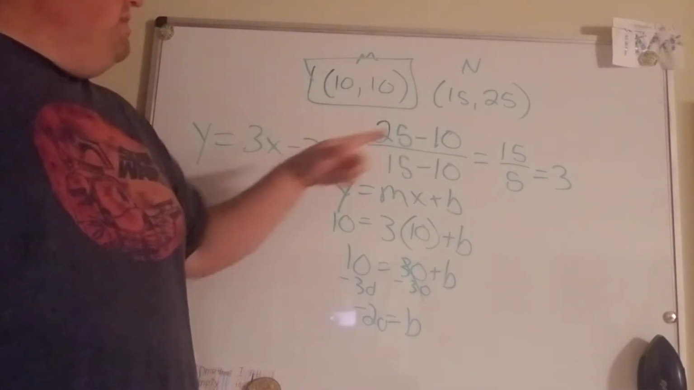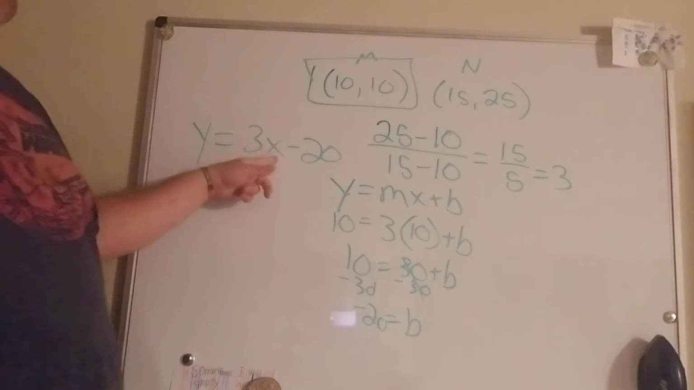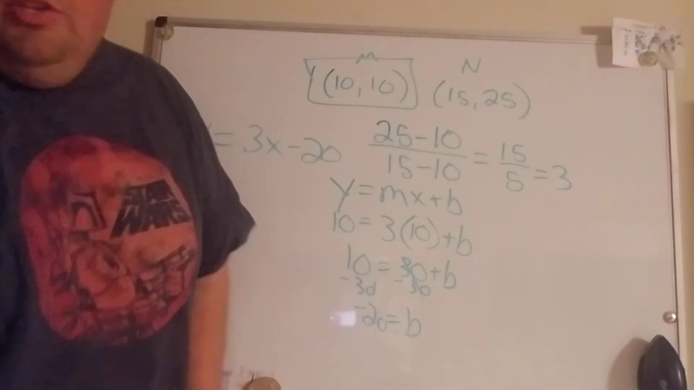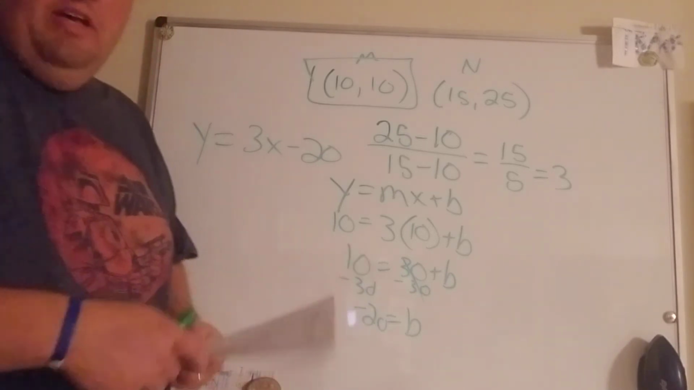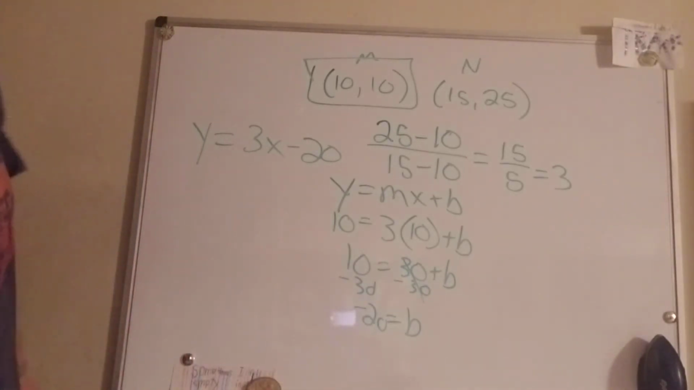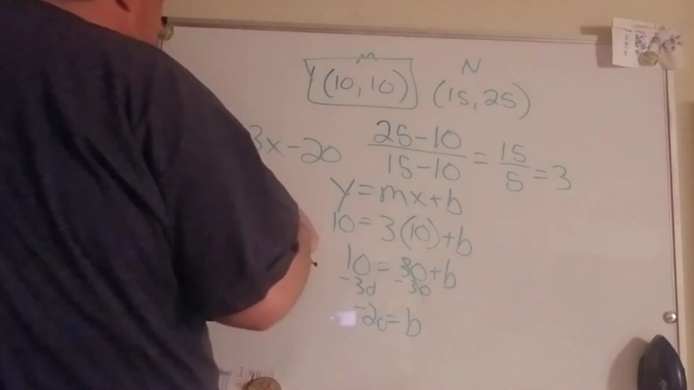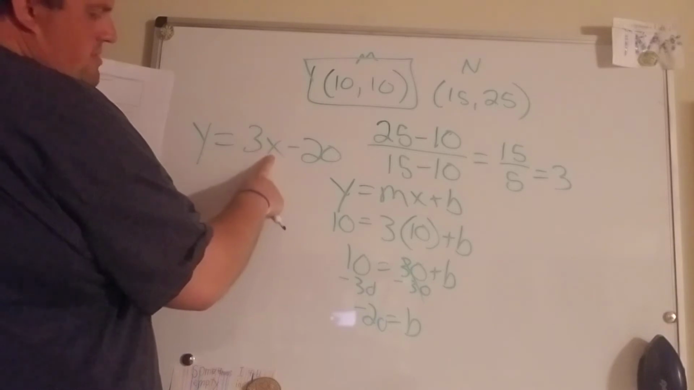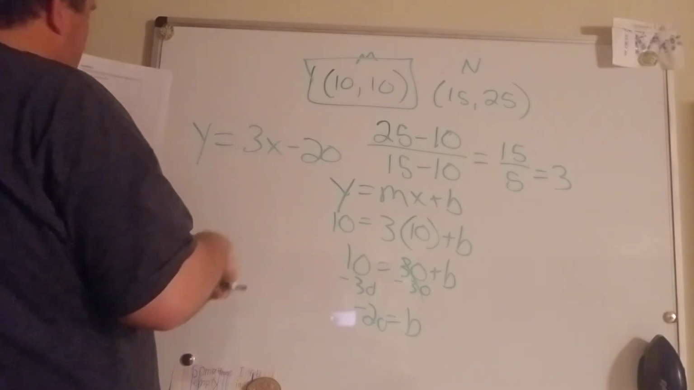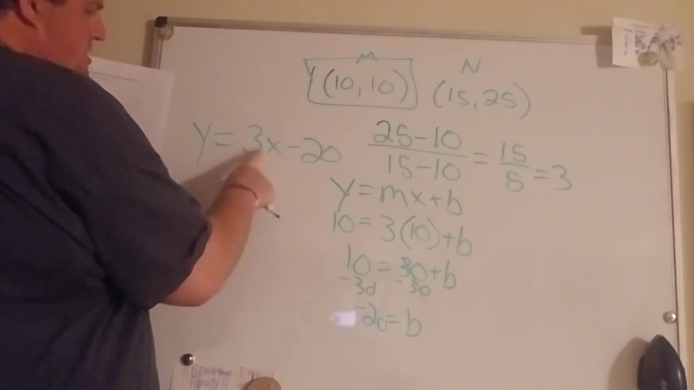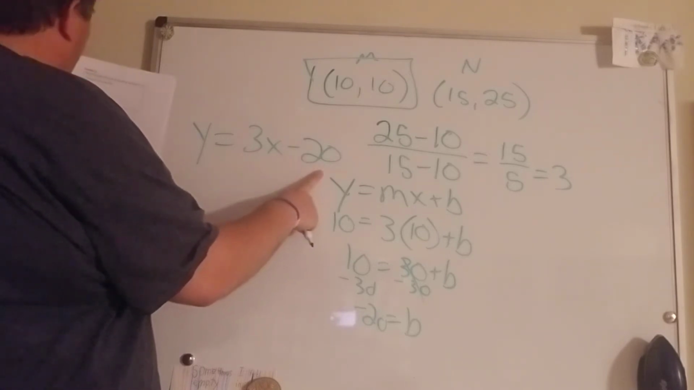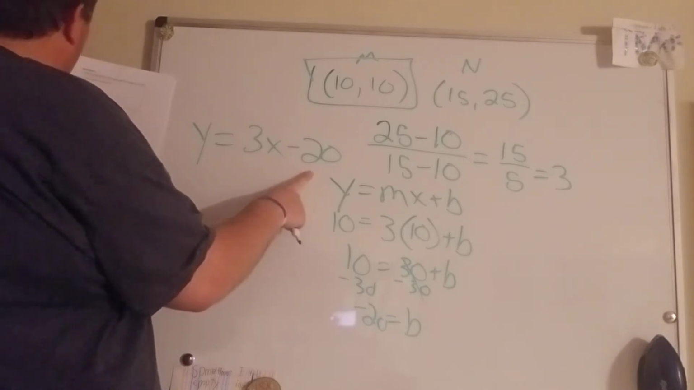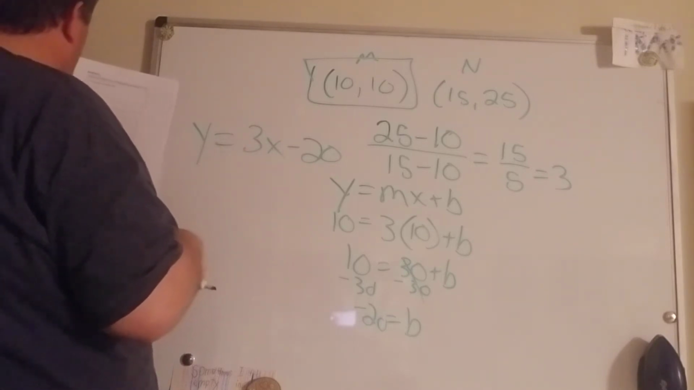So for example, if we plugged in 15, 3 times 15 is 45, minus 20 is 25, right? So now we can check all the rest of the points they gave us and see, do those actually fit on the line? So 0, 0, if I plug in 0, I don't get 0 back out. 3 times 0 is 0, minus 20 is -20. If I plug in 11, 3 times 11 is 33, minus 20 is 13. Oh yeah, that one works. B, 11, 13.